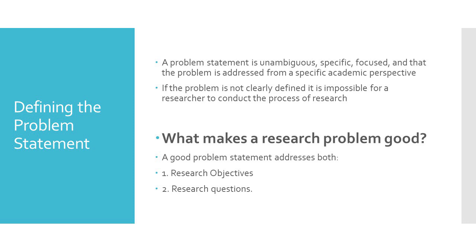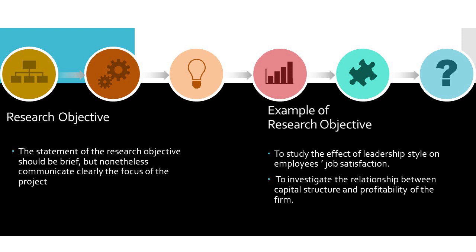Let's just discuss these two components one by one. Our first component is research objective. Now, what are the research objectives? Research objectives are the statement of the research that describes concisely what the research is trying to achieve. They summarize the accomplishment a researcher wishes to achieve through the project and provide the direction of the study.